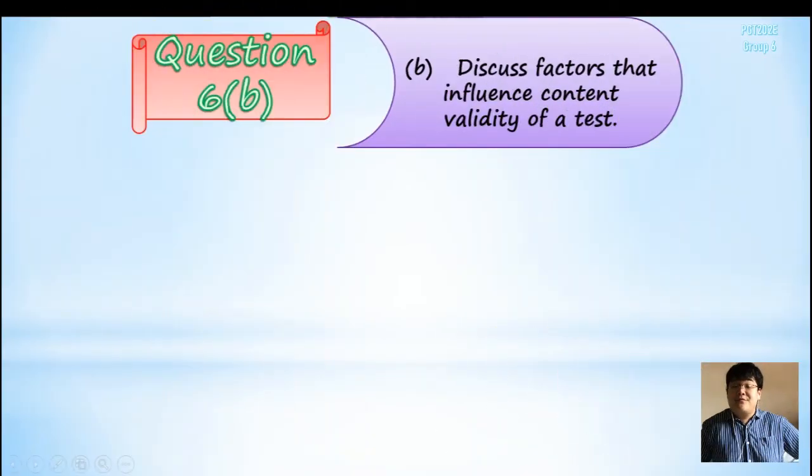Thank you, Leiling, for passing the floor to me. I am Samuel Shuang, and I will be continuing with question 6b for my group. Question 6b is: discuss factors that influence content validity of a test.